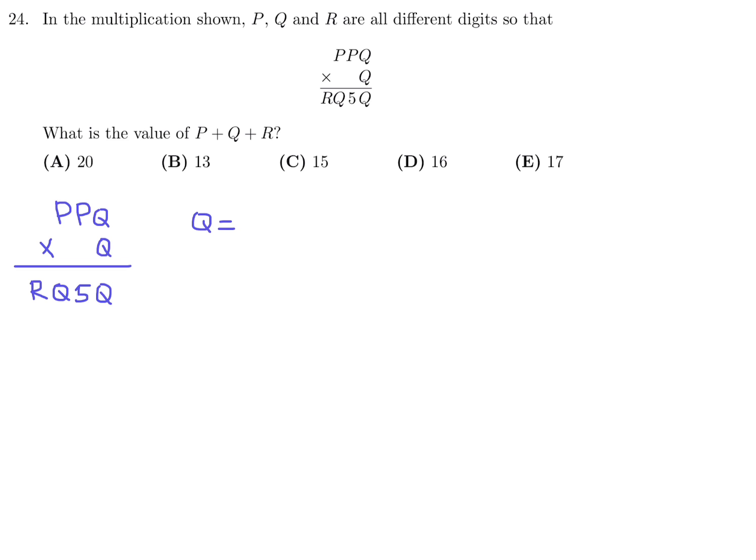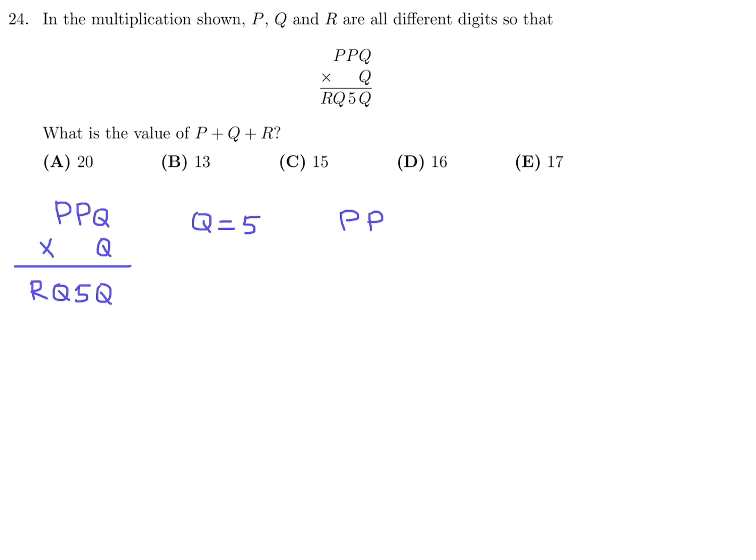Let's go back and think about this. Q times Q has to give me Q. Well, it could be, for example, 5, right? Because 5 times 5 equals 25. So at least I got that 5 there. And then I'm most likely going to carry the 2, just like how you did way back when you first learned multiplication. So let's let Q equal 5. Let's see what we get.